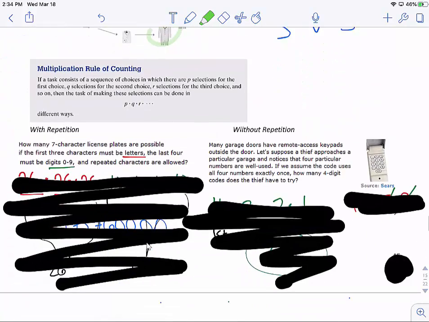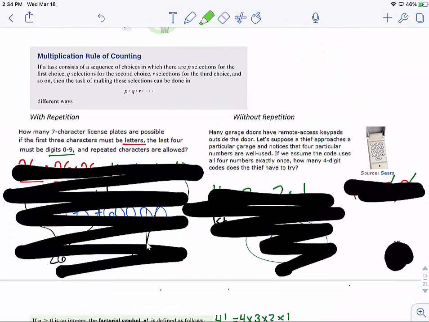Let's do a couple more examples. Okay, so this is what your book says. It says if you're doing something like that, you just multiply all the options. Here's the deal with repetition. How many 7-character license plates are possible if the first 3 characters must be letters and the last 4 must be digits? And repeated characters are allowed, which we know is the case.